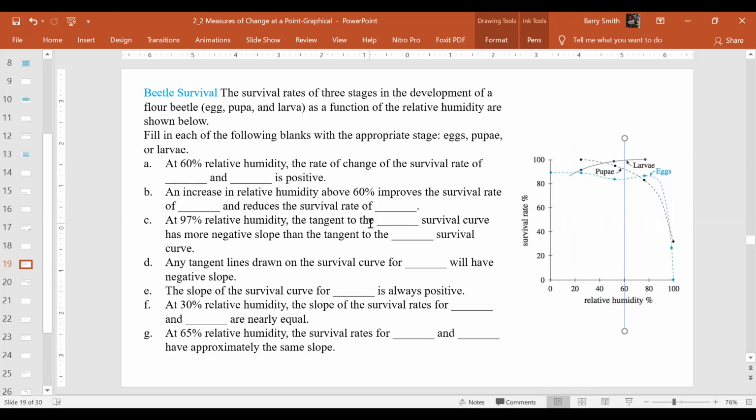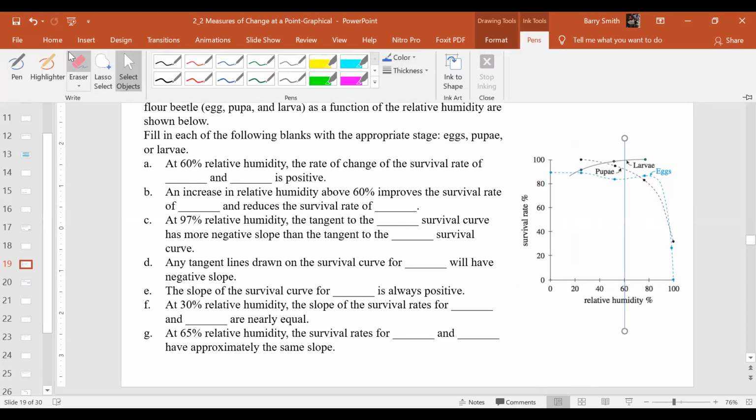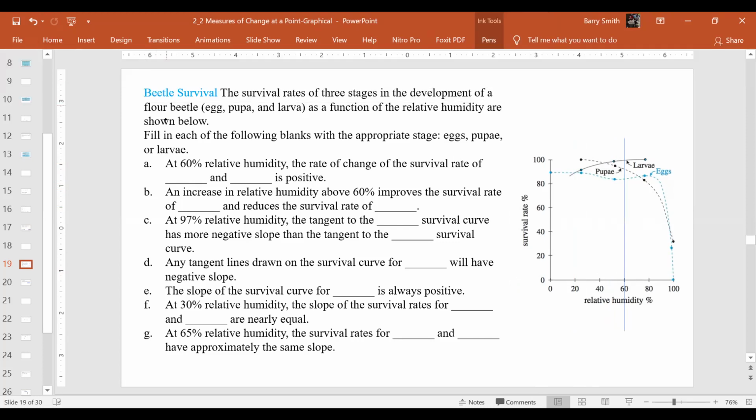So we want to have a positive number. And so that means we're going to have to go up. Well, looks like this one is going up, which is eggs. Pupa looks like it's going down the whole way, and larva looks to be going up. So I'm going to say the eggs, I'm just going to put E, and the larvae. Okay, so look, wait, larvae is going down. Yep, positive. Pupae is going down. Okay, eggs and larvae are the ones we want.